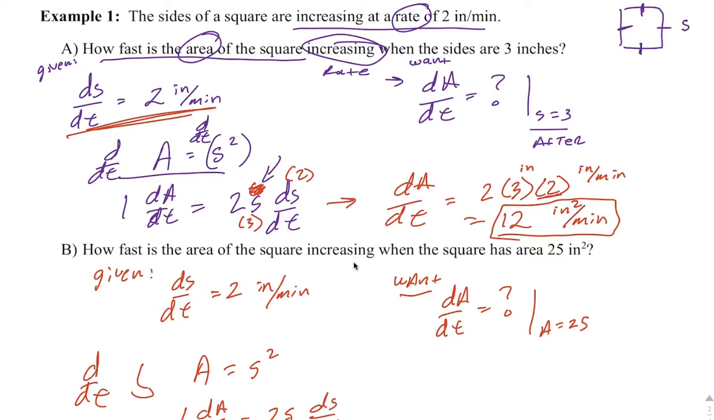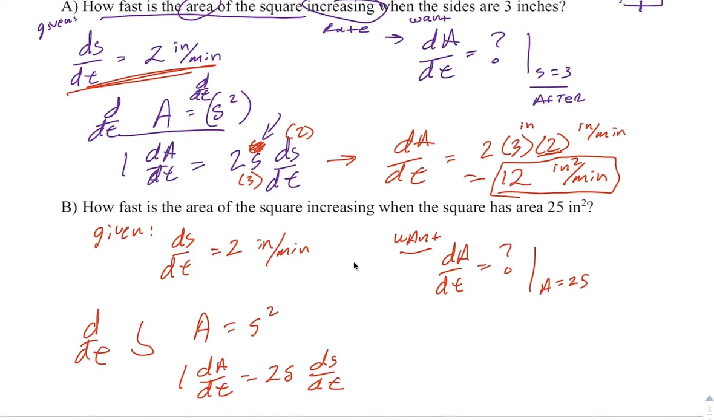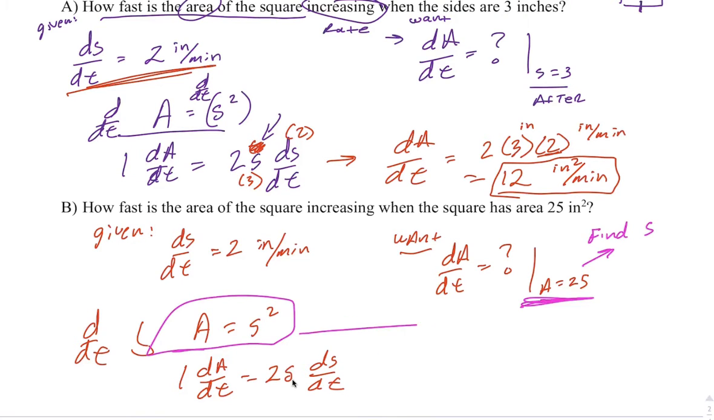Do you notice an issue though? Oops. I want to look for dA/dt, that's good. I have ds/dt, that's 2. I don't have s. But I do have the area equals 25. I could use this to find my side. Area equals s squared, so if I know the area is 25, it must equal s squared. Square root it: s equals plus or minus 5. We're doing the side of a square, so only plus 5 makes sense.